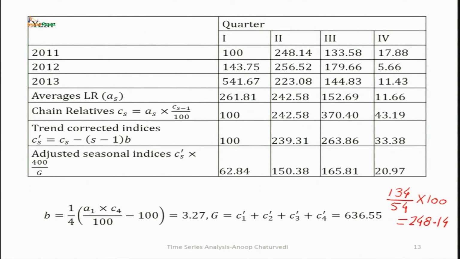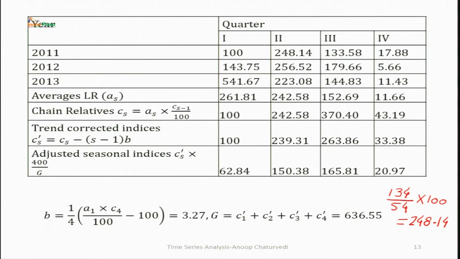Then we calculate the chain relatives using this formula. CS is equal to AS into CS minus 1 upon 100. So, for the first quarter we fix C1 equal to 100, then C2 again turns out to be 242.58. For C3, AS is equal to 152.69. We multiply it by CS minus 1, which is 242.58, and divide it by 100. So, finally, you get 370.40. Similarly, we obtain the fourth figure 43.19.